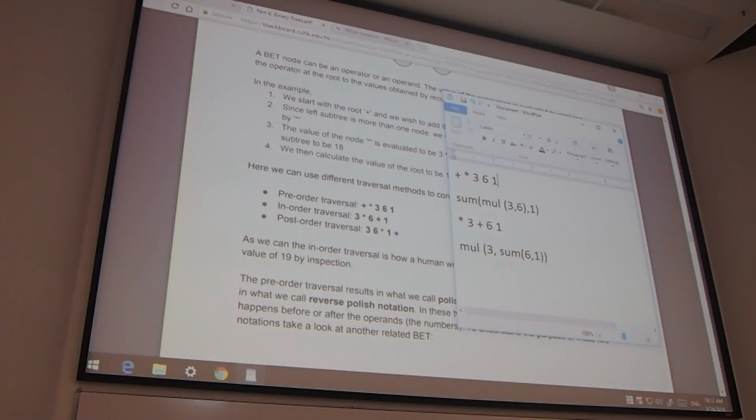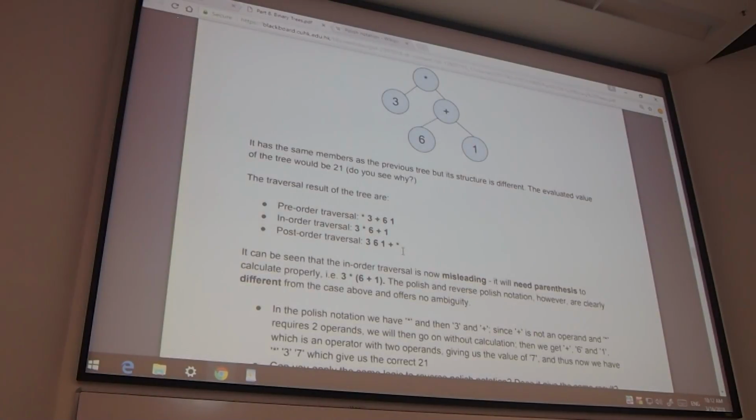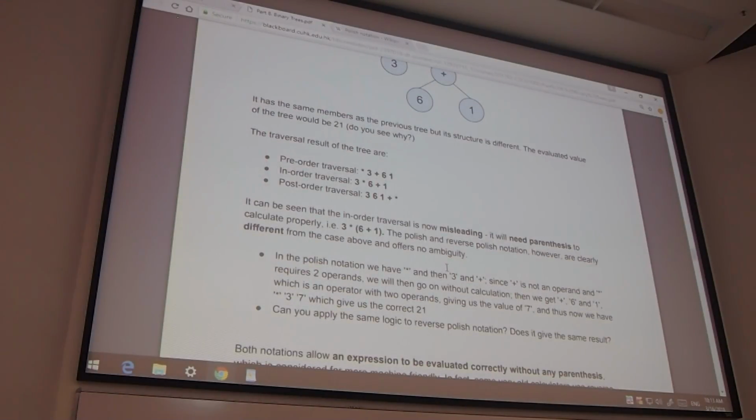You don't need any parentheses when you use pre-order traversal. This is the same for post-order traversal, though it's slightly harder to see. 3 6 1 plus. And then the 6 1 will be added together first. The plus will get the closest operands together, and it will become 7. And then 3 and 7 will be multiplied together. So you can train yourself to find the answer in both pre-order traversal and post-order traversal. The only one that needs parentheses and has ambiguity is the in-order traversal. So here, we can see that the in-order traversal can be misleading. It will need parentheses to calculate properly.